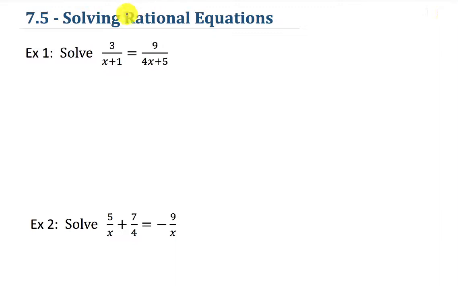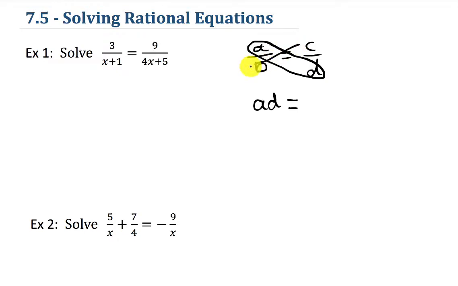If you see a rational equation that looks like this in example 1, you can simply cross multiply the way that you would cross multiply if you were given a fraction equal to a fraction. To solve this equation, you would multiply a by d, set that equal to the product of b times c. So we're going to use that strategy to solve this example.